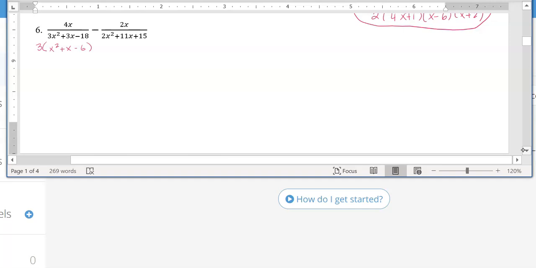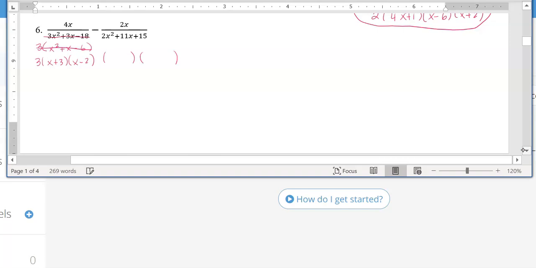Okay, so I factored out 3 as a GCF, and now I'm going to factor this using the factors of negative 6 that add up to positive 1. That's plus 3 and minus 2. All right, so I've got the factoring of that first denominator, and now the factors of the next denominator.